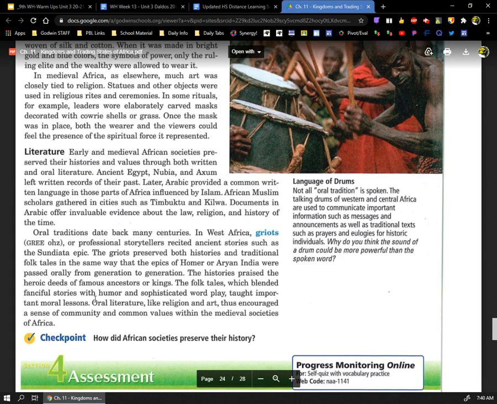Oral literature, like religion and art, thus encouraged a sense of community and common values within the medieval societies of Africa. Checkpoint. How did African societies preserve their history?